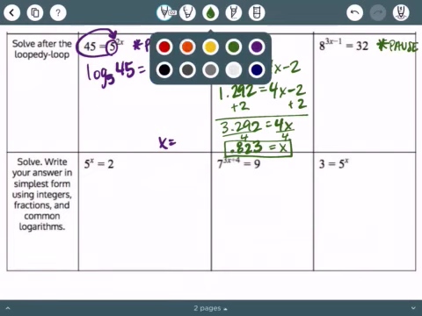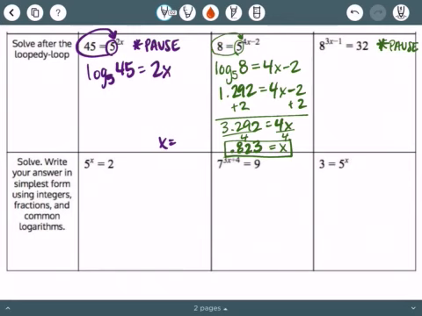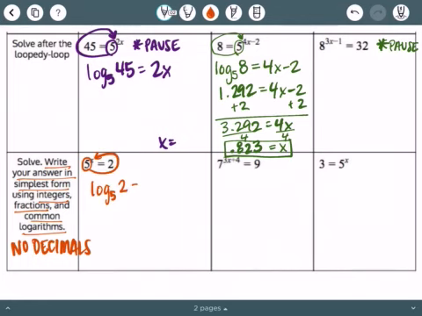All right, one final one here. So the directions here say write your answer in simplest form using integers, fractions, and common logs. So that means that we will not be using decimals. We're going to use only the logs that they give us. So for this one, I'm going to start with my base. I have base log 5, and I'm going to go around the equal sign and back. So 2 equals x.